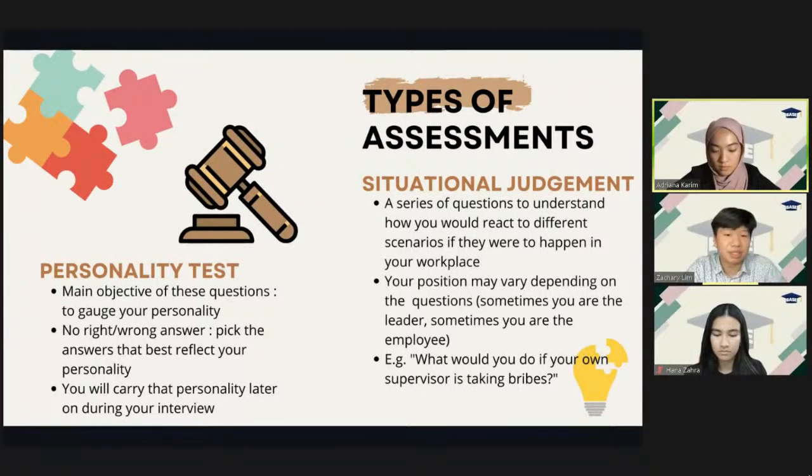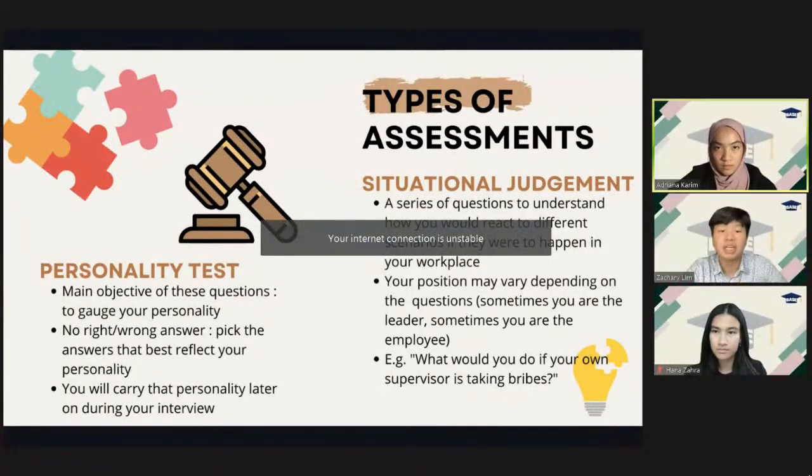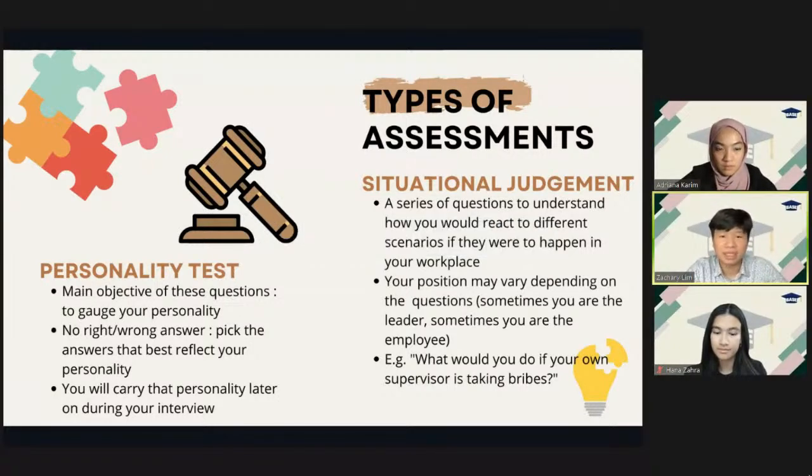So if let's say you have seniors telling you that, oh, I applied for this, not to say don't listen, but don't really take it with a pinch of salt because it may change. So now continuing the situational judgment, it's basically a series of questions to understand how you would react to different scenarios if they were to happen in your workplace.